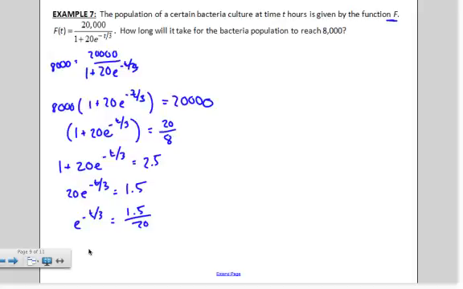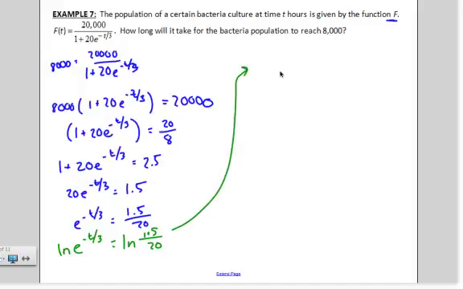So now we're ready. Look at that. We've got the term with the exponent completely isolated. So what are we ready to do? Take the natural log of both sides. The whole reason for that is it lets us bring down that exponent. All right, now I can go ahead and solve for t.